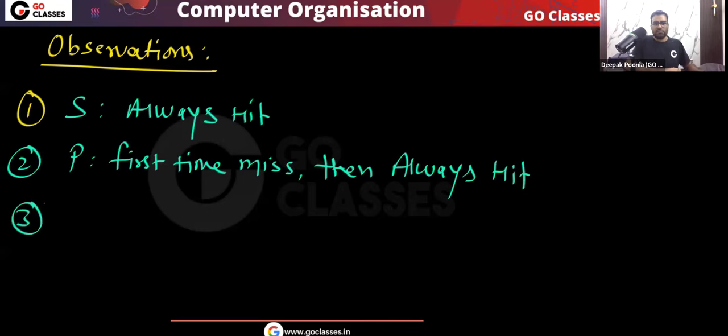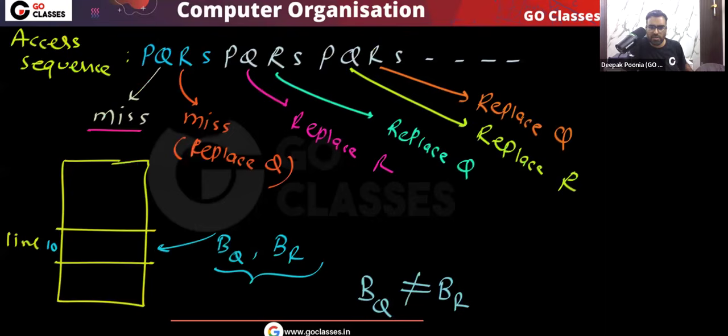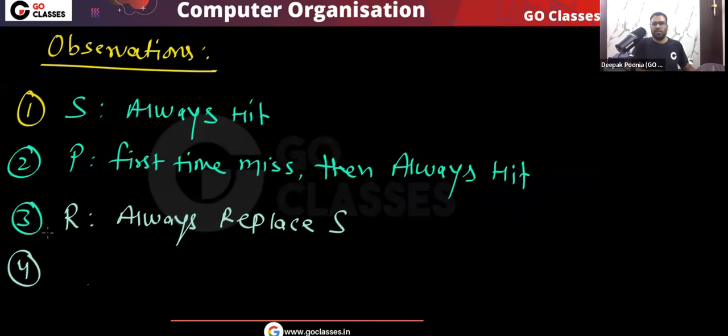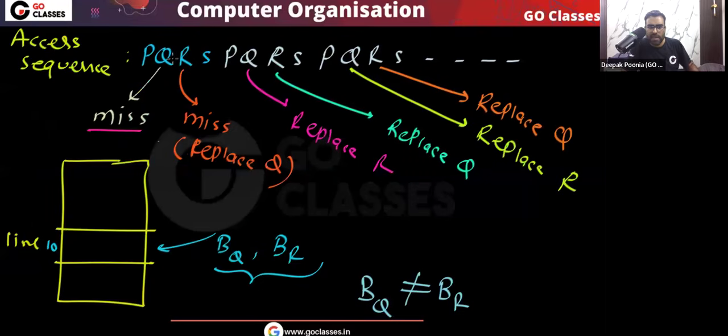The third observation, what about Q comma R? You can notice R will always replace S. Can I say the same thing for S, that it will always replace R? R will always replace S. But remember, the first time S is, sorry, not.